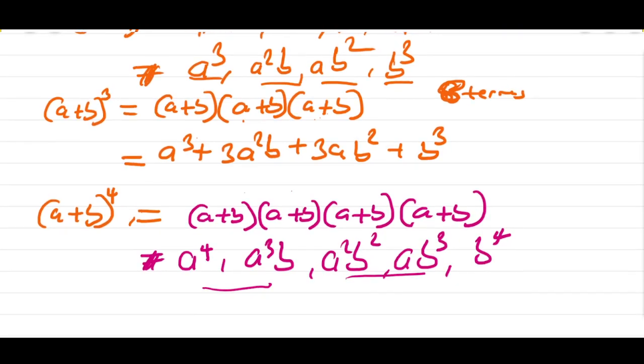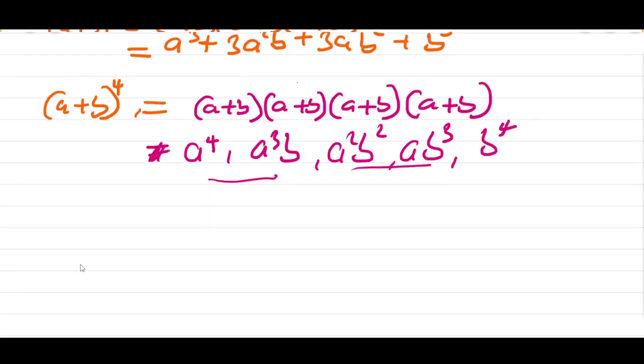Now how many times do they appear? Let's see. Here we have a to the 4th power. First of all, to form a cubed b, from these 4 brackets we have to take 3 a's and then 1 b. The 1 b can be selected from any of the 4 brackets, and the a's will be taken from the rest. So we have 4 distinct ways to form this. So we have 4 a cubed b.